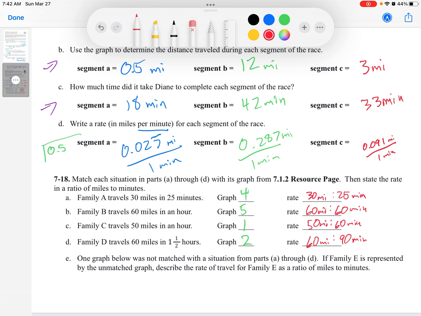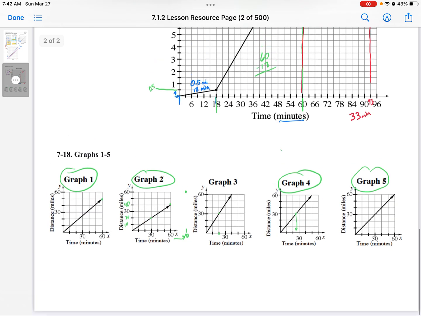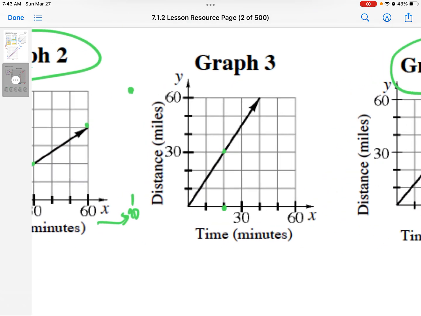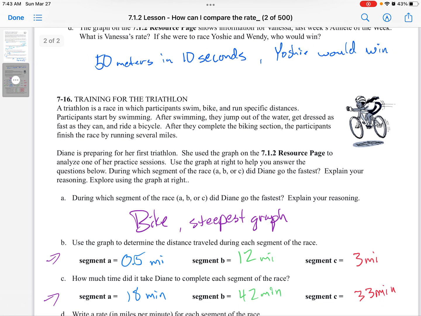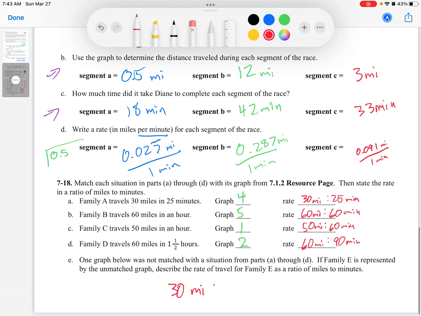One graph below was not matched. If family E is represented by the unmatched graph, describe the rate of travel for family E. Let's go back here and describe what this one would be. I have those 2 green dots. Looks like they do 30 miles in 20 minutes. Last one: 30 miles in 20 minutes.